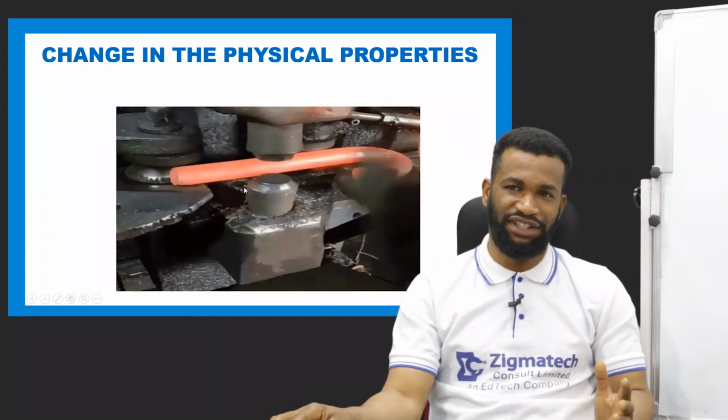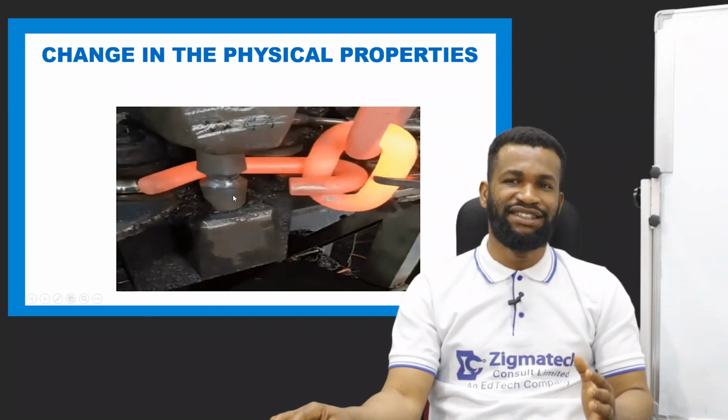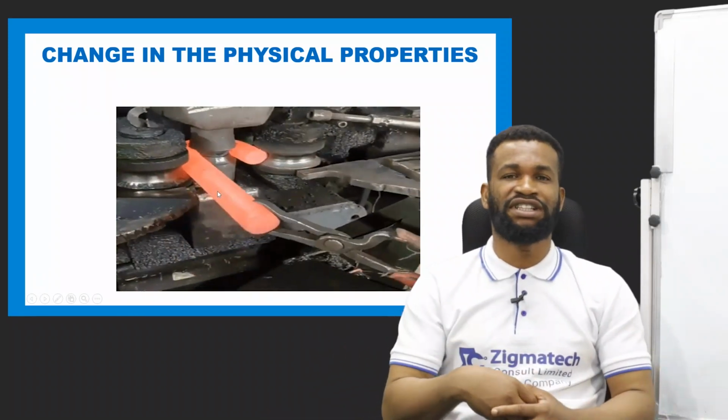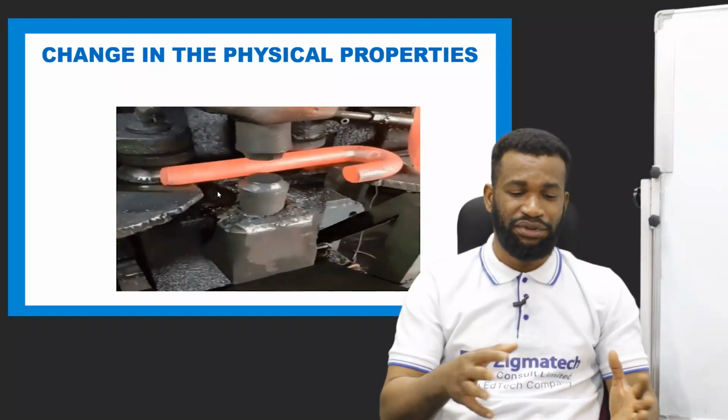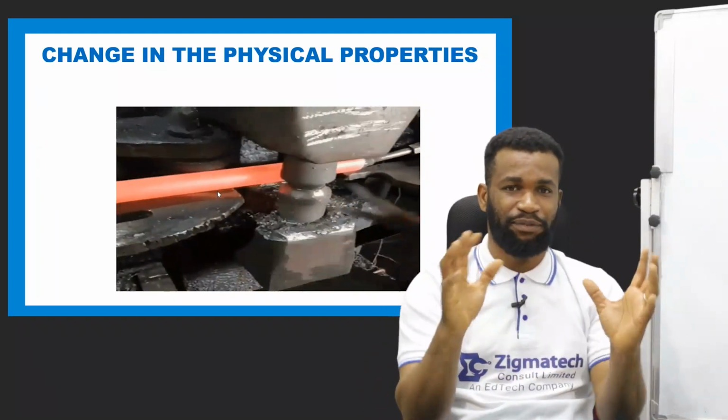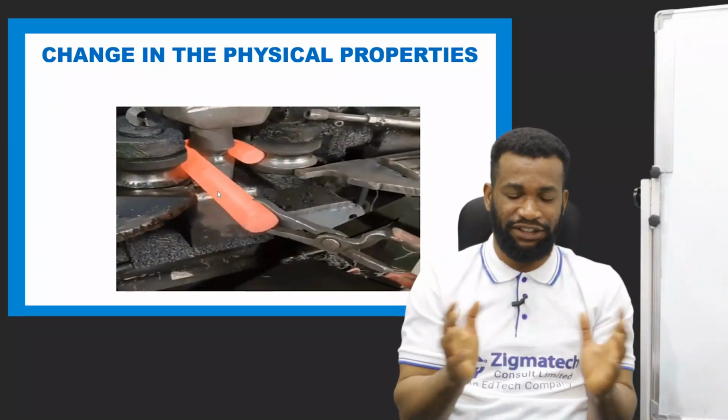Then another one is change in the physical property. Look at what you are seeing there. If a body is heated, it changes in the physical property. The physical property can be anything. It can be the shape, it can be the color, and any other thing that explains the physical appearance of a substance.